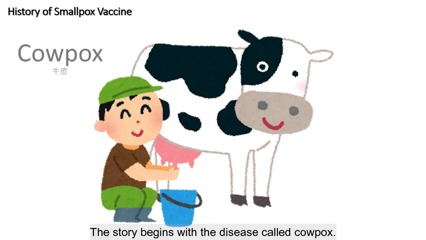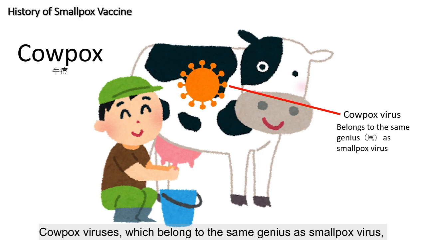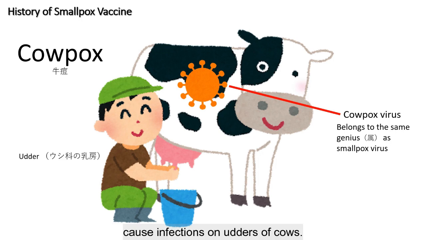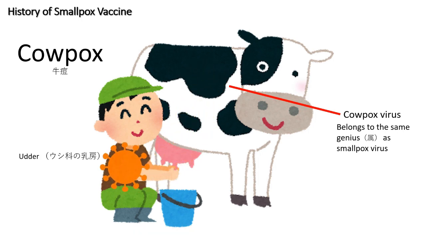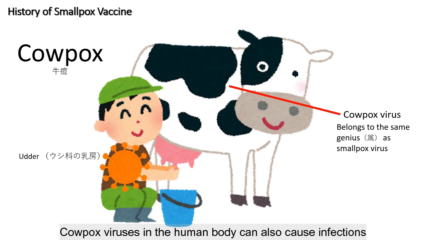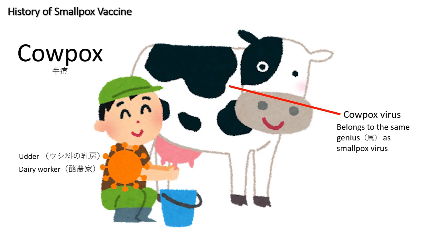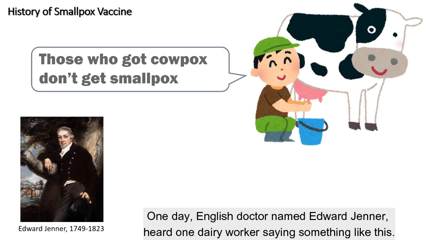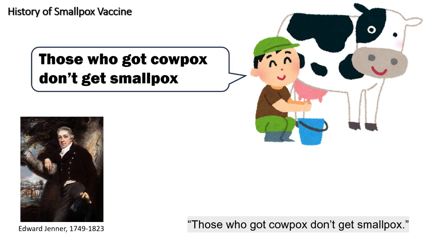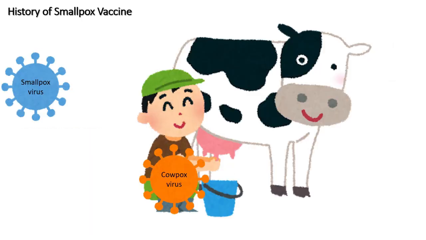The story begins with a disease called cowpox. Cowpox viruses, which belong to the same genus as smallpox virus, cause infections on the udders of cows. When the cow is milked, the virus can go into the human body. Cowpox viruses in the human body can also cause infections, and at that time, it was common among dairy workers. One day, an English doctor named Edward Jenner heard one dairy worker saying something like this: "Those who got cowpox don't get smallpox." And Jenner found out something.